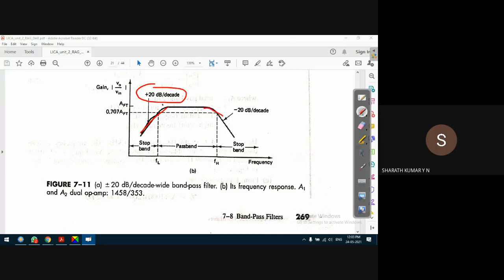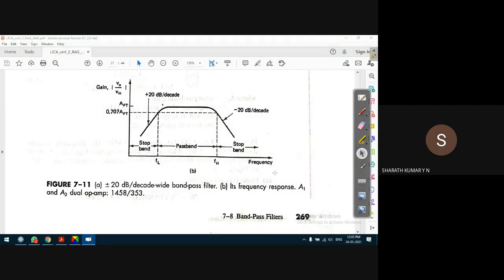The rate at which the gain decreases after FH, that is, when the frequency is higher than FH, the gain reduces at a rate of minus 20 dB per decade. So this is a stop band. Frequency less than FL is the stop band, so it will be stopped. Frequency greater than FH will again be blocked by the filter. Frequency between FL and FH will be allowed by the filter. That is called the pass band range.